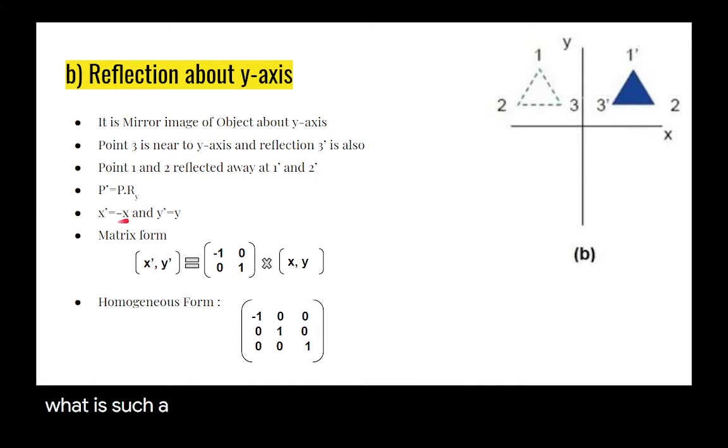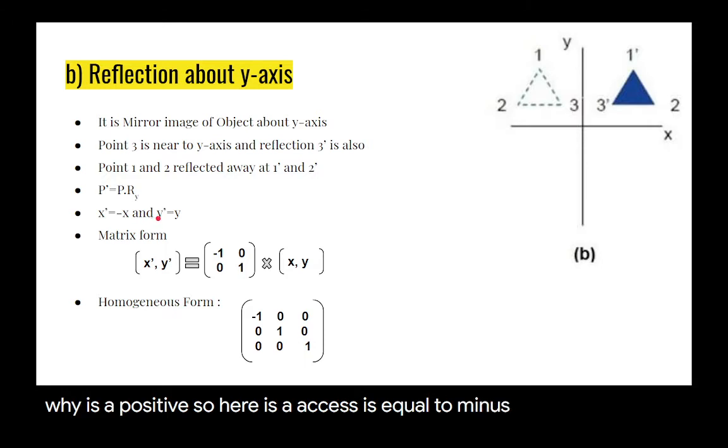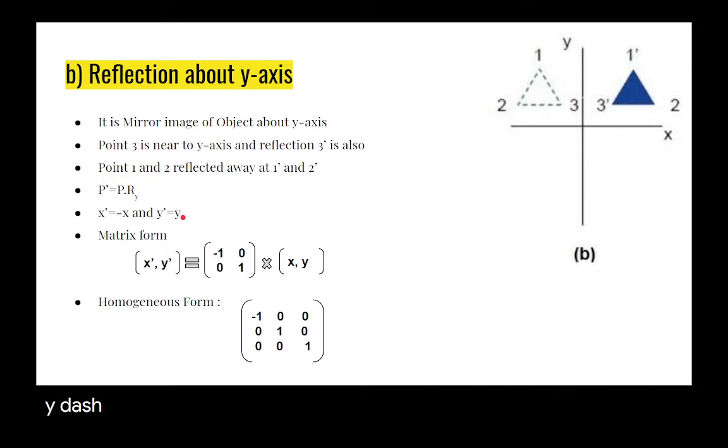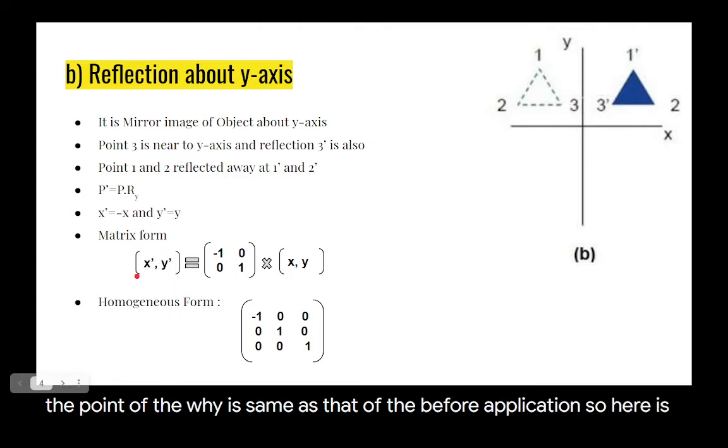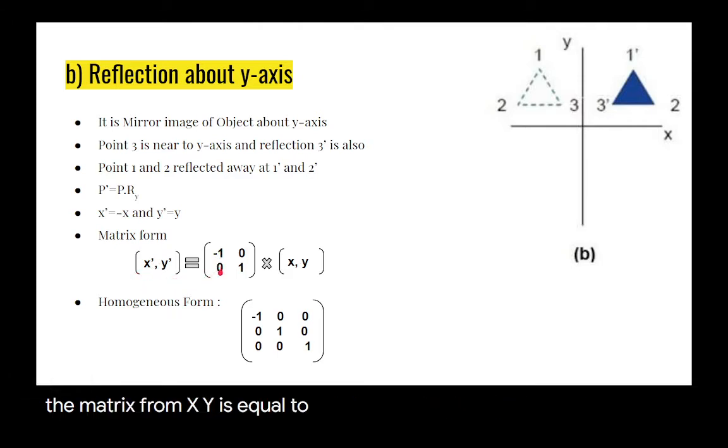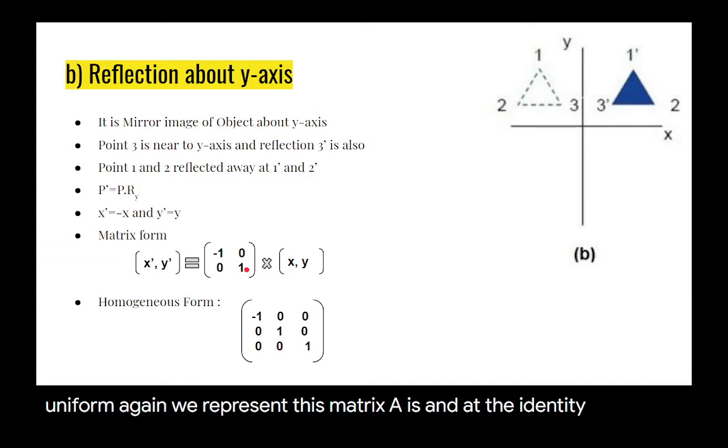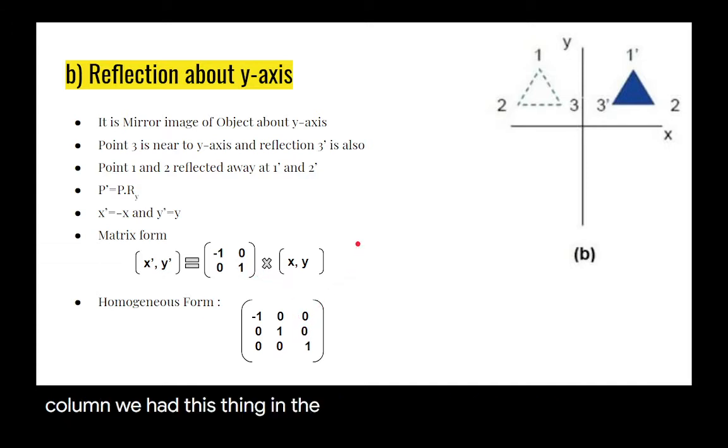And what is the change here? Now we know that x becomes negative but y stays positive. So x dash is equal to minus x and y dash is equal to y. It means that after the reflection the y value is the same as before the reflection. Here is the matrix form: x dash, y dash is equal to minus 1 0, 0 1, multiplied by x, y. In homogeneous form again we represent this matrix and add the identity row and column, and we get this. In a similar manner, next we understand a plane which is perpendicular to the xy plane.